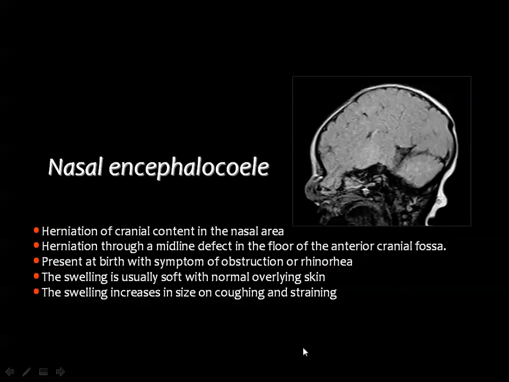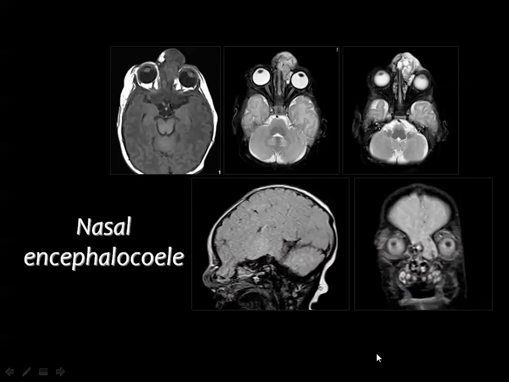Then MRI is very good in evaluation of this area, particularly whenever there is a good clinical suspicion that it contains neural elements, because MRI can show better the tissue of the brain, and it can show the characteristic signal similar to the intracranial part of the brain, enabling us to accurately assess the contents of this lesion before surgical intervention.